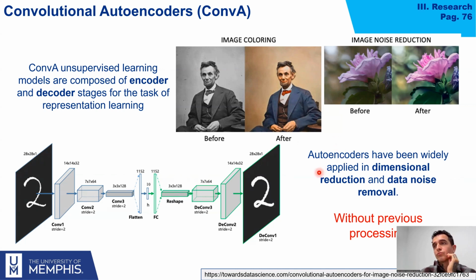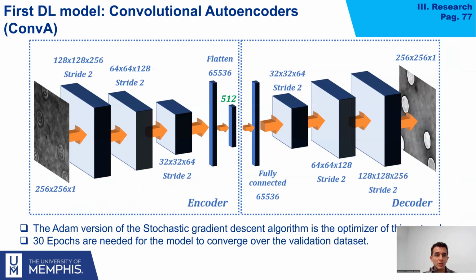Autoencoders have been widely applied in dimensional reduction and data noise removal. In fact, one of the first tasks of the convolutional autoencoder used for image processing was to reduce salt and pepper noise. Okay, so this is the model that we propose, a convolutional autoencoder that has the encoder and the decoder part.